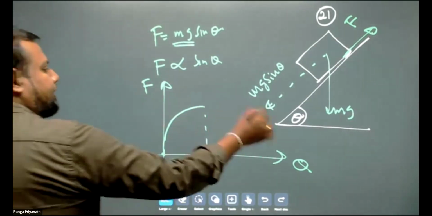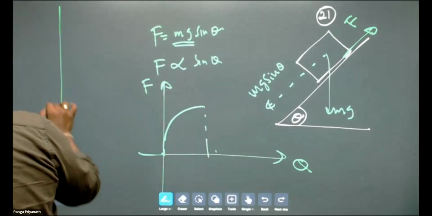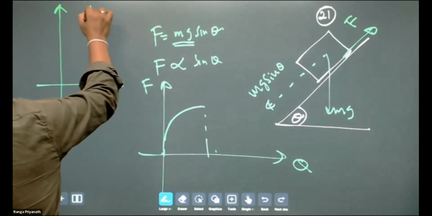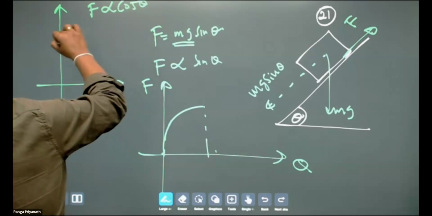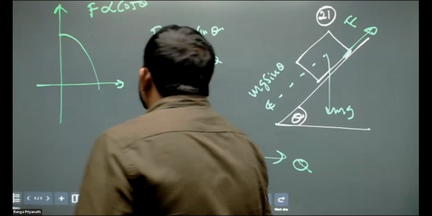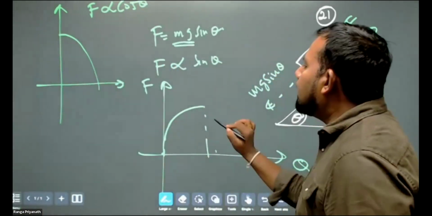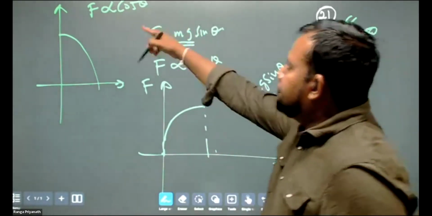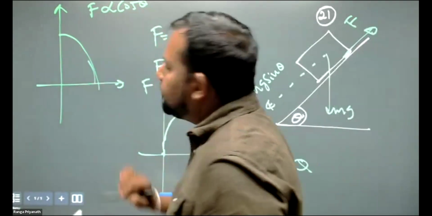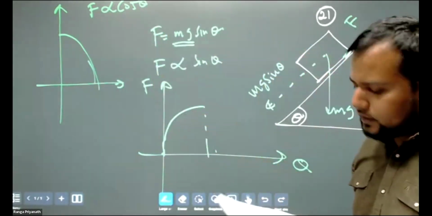If you get an answer like F proportional to theta, your graph is something like this. F relation to sine theta is this way. F proportional to cos theta is that way. But it's not the question. This is the question.